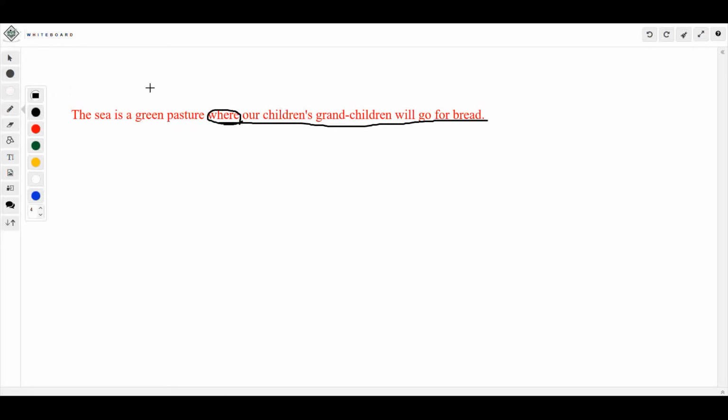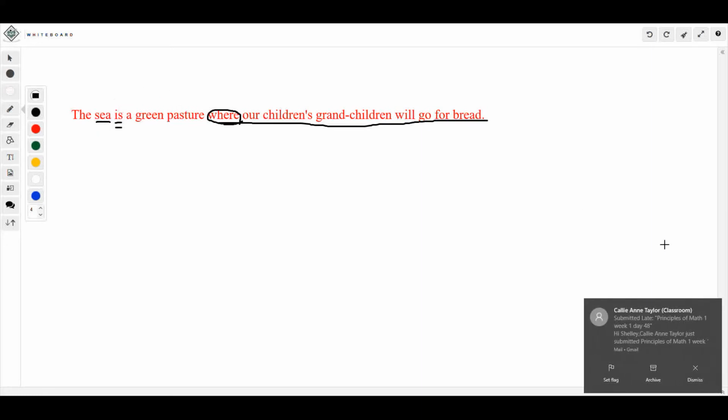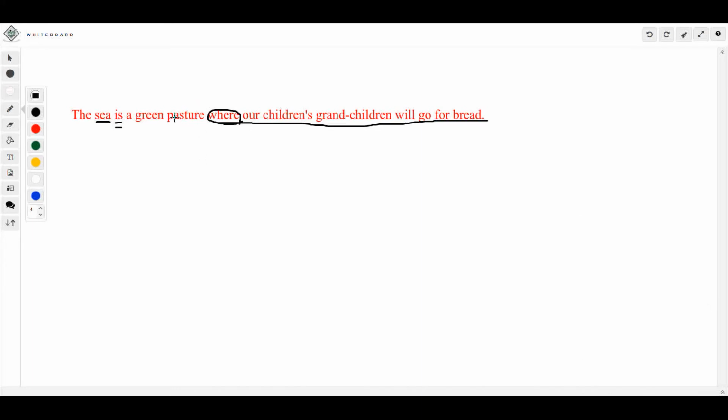Okay, so let's go ahead and mark the independent clause. The sea is a green pasture. "Is" is our verb, it's linking. "Sea" is our subject, who or what. Sea is pasture, so this would make it a PN. And "a" and "green" are adjectives that go with this. "The" is a special adjective that goes with sea, so we got this down.